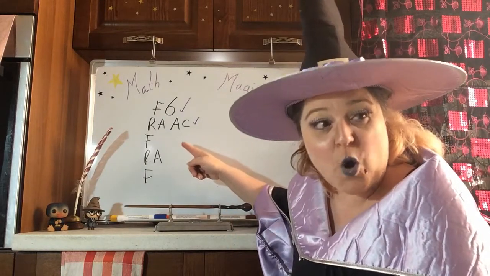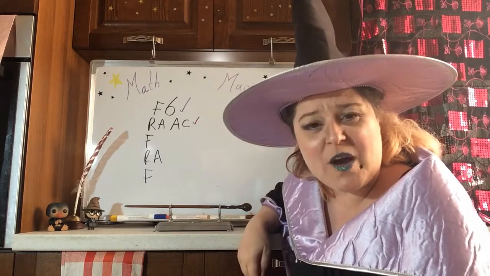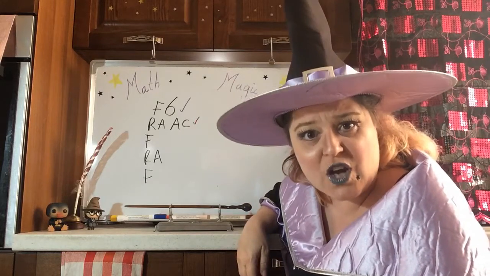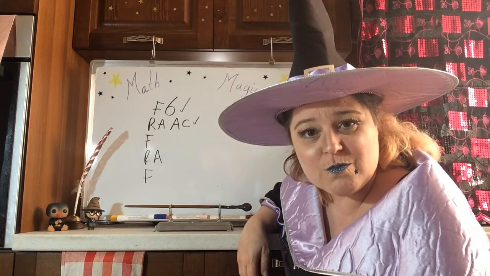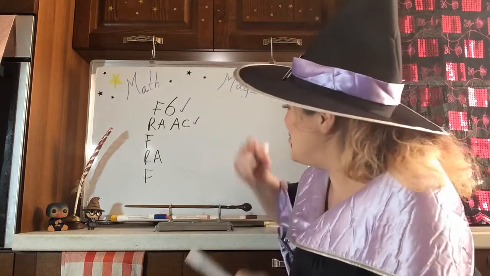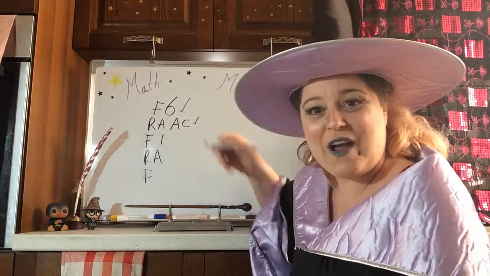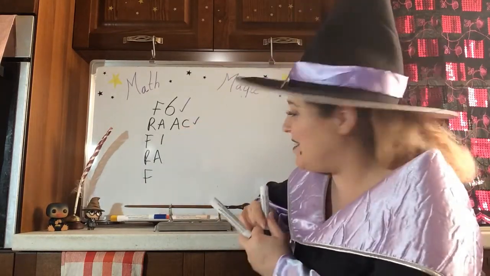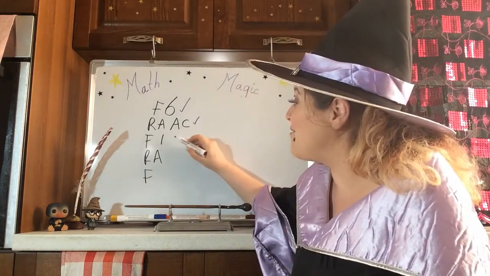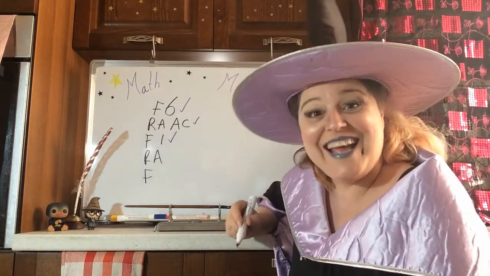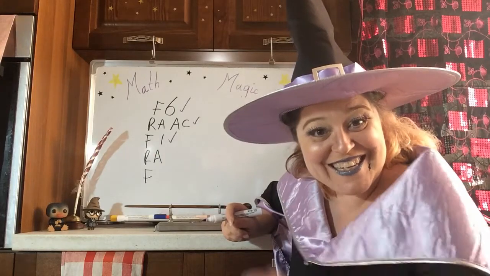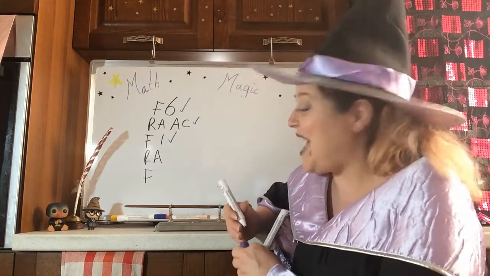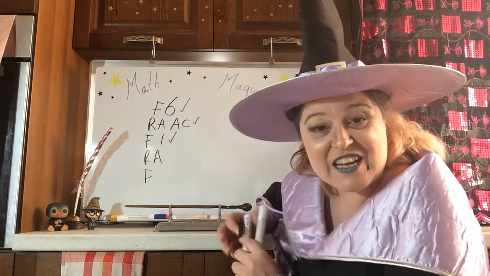Now he needs to move forward again. How many squares forward does he have to go? Good. 1 square forward. Forward 1 is your next instruction. So if you got that right, go ahead and give yourself a tick. Good job.